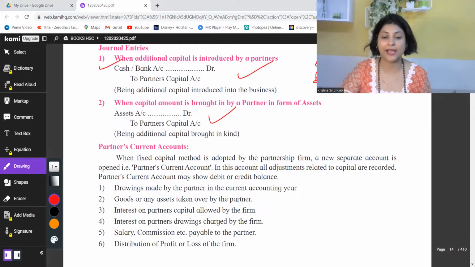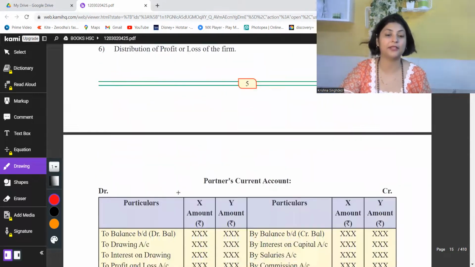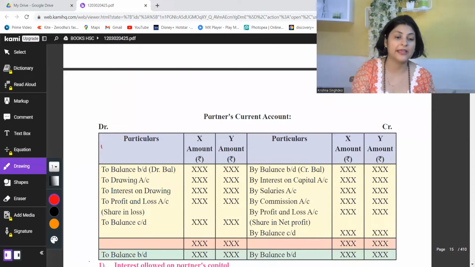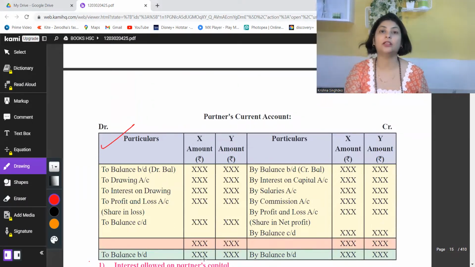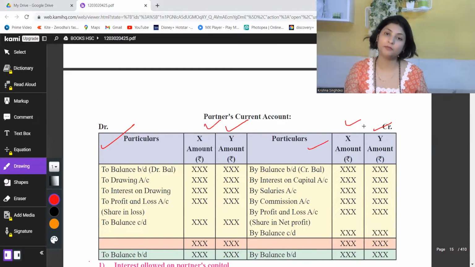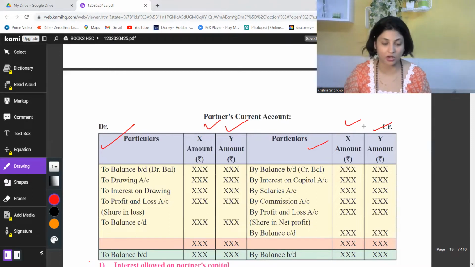What is the format? As far as format is concerned, the format is going to be the same. On the debit side, under particulars, you will write all the entries. Then you have two amount columns. If there are more than two partners, more than two amount columns are going to be there. So X, Y, particulars on both the sides. There will not be any date column, and there will not be any general folio column.